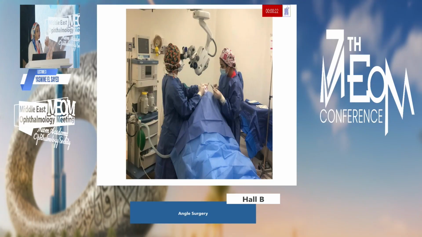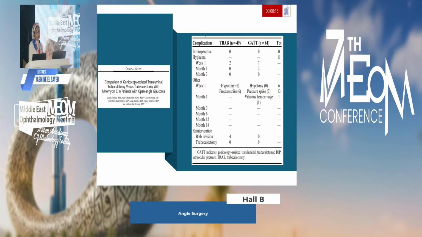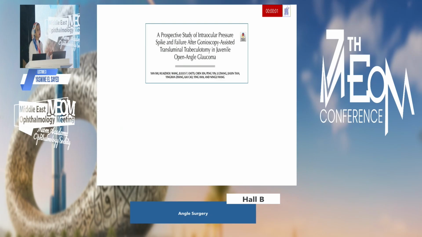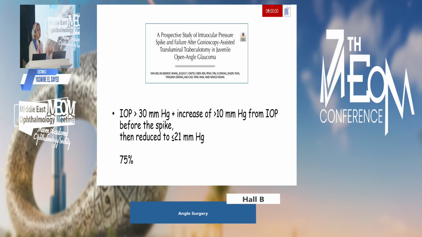And I find it very helpful to raise the head of the bed 45 degrees. Now, finally, spikes. And spikes are really scary. And when you look at the literature, although they happen almost equally in TRABs, they were not as scary with TRABs. And the reason is we don't know with the GAT and angle surgeries why they happen. That's the thing. The cause is unknown. With the trabeculectomy, you know, if you massage, you've tightened the sutures. But with the GAT, we don't know why they happen.